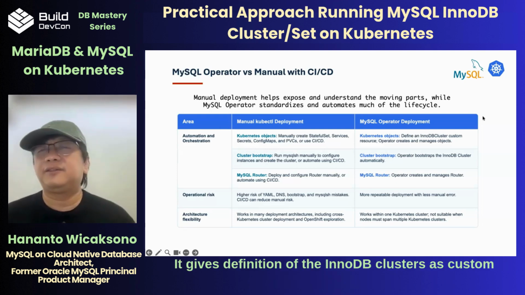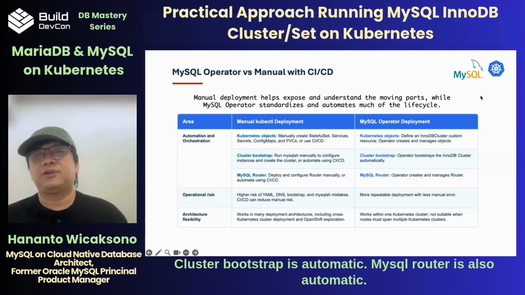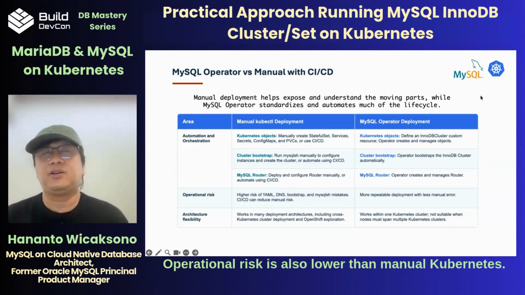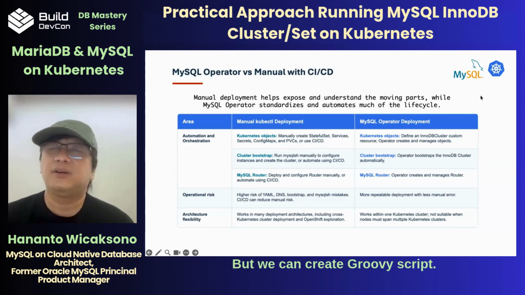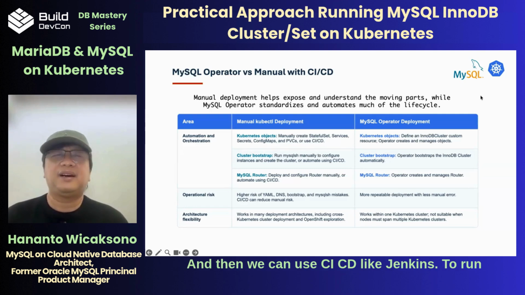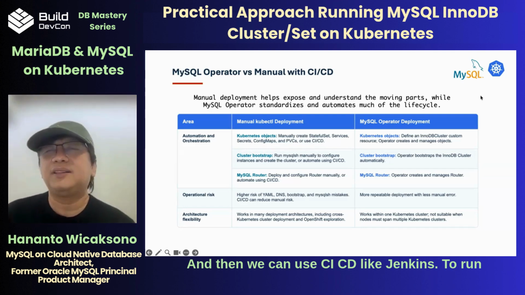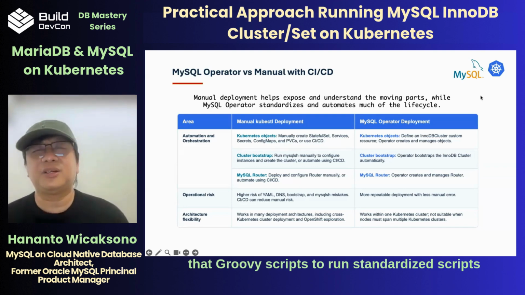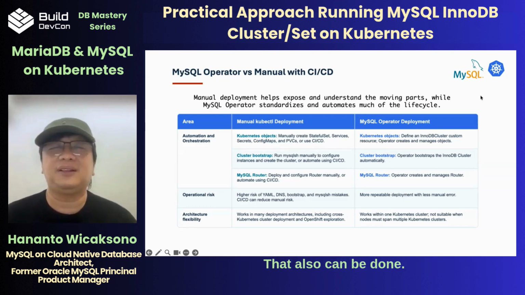But MySQL operators will give automation and orchestration. Okay, it gives definitions of the InnoDB clusters as custom resource definitions on Kubernetes. Cluster bootstrap is automatic. MySQL router is also automatic. Operational risk is also lower than manual deployments of InnoDB clusters on Kubernetes. But we can create a Groovy script, and then we can use CI/CD like Jenkins to run that Groovy script to run standardized scripts to deploy DB clusters on Kubernetes manually. That also can be done.